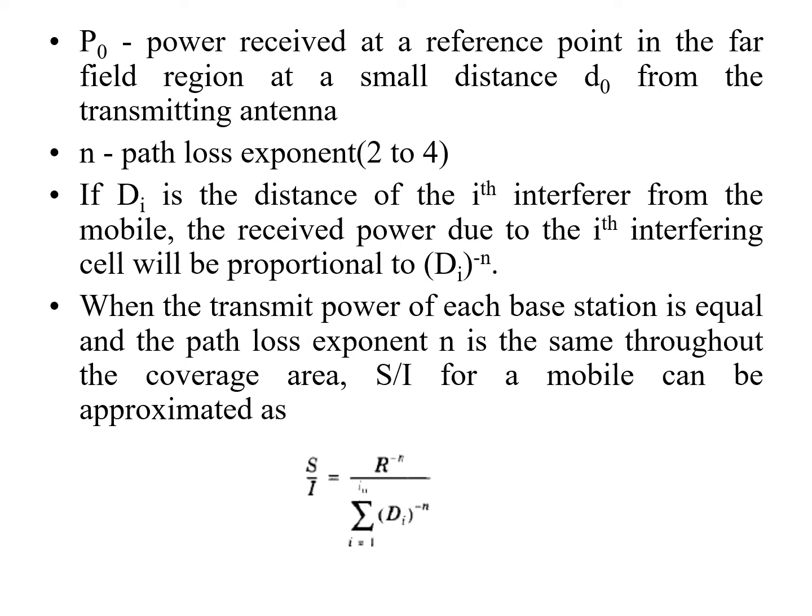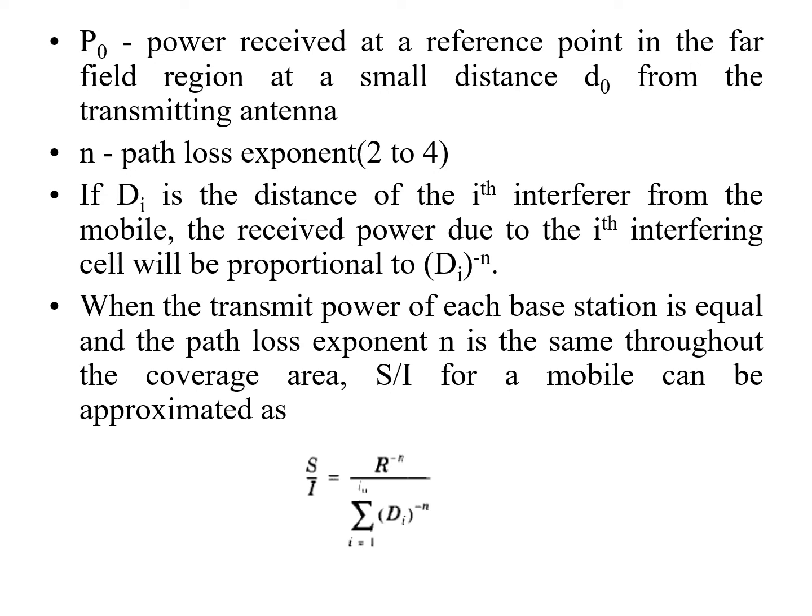P0 is the power received at the reference point in the far field region at a small distance d0 from the transmitting antenna. n is the path loss exponent, which is generally 2 to 4. If di is the distance of the ith interferer from the mobile, the received power due to the ith interfering cell will be proportional to di to the power of minus n.